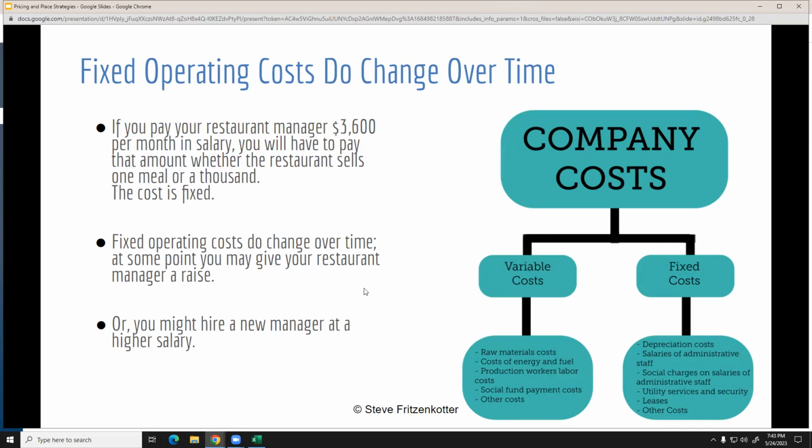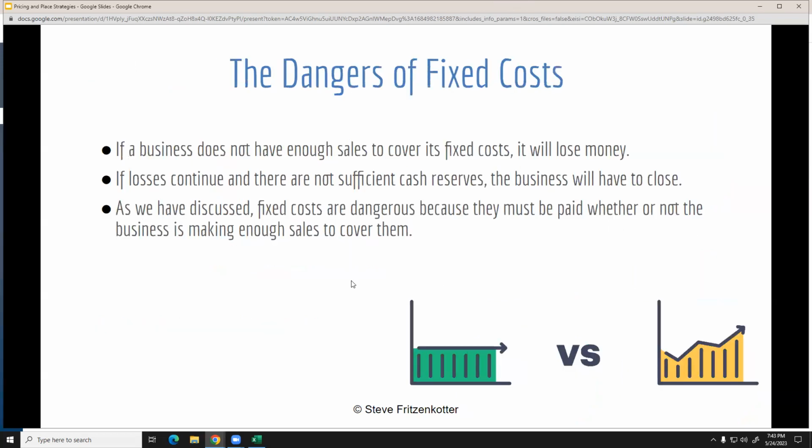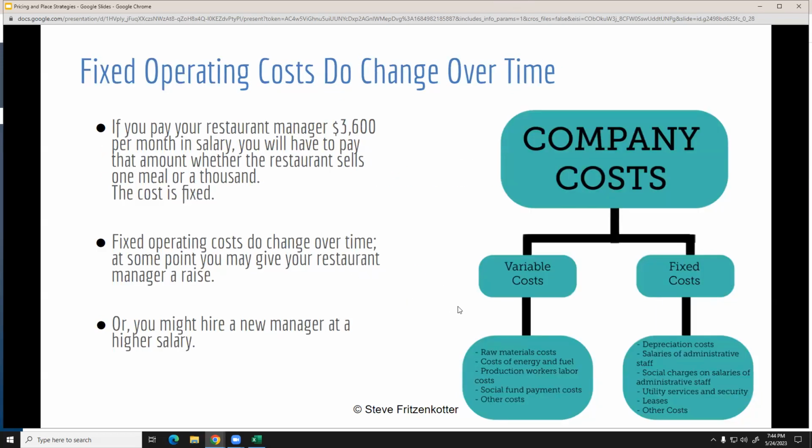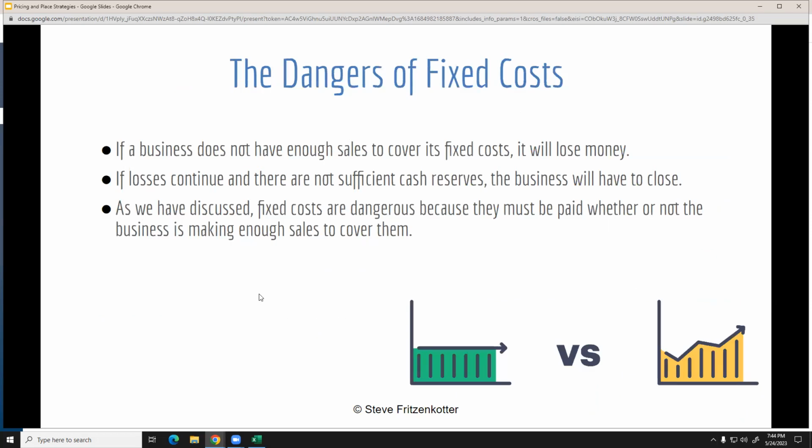And by the way, if you want to reinforce this with yourself, variable costs are here and fixed costs are here. I just want you to leave this understanding the difference.